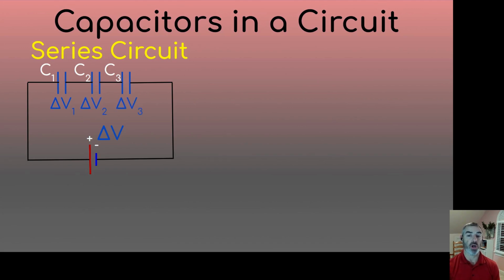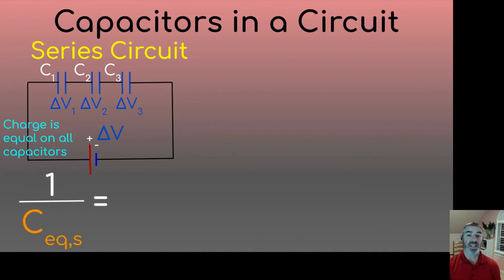They'll have the same charge, but different capacitance means a different potential difference measured across each, but the sum of those adds up to the total potential of the battery. And remember, charge is equal on all of the capacitors. And the equation to calculate the equivalent capacitance is the inverse of the equivalent capacitance in series is equal to the sum of the inverse of the individual capacitors.